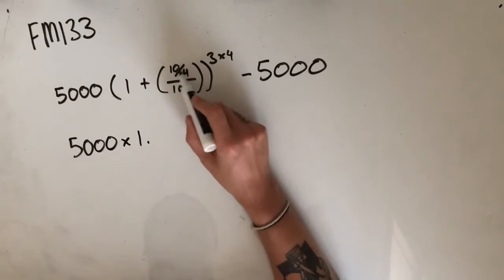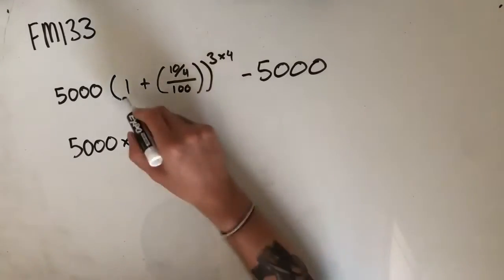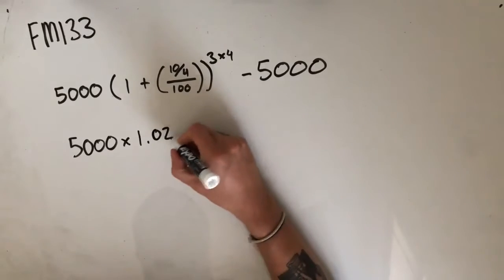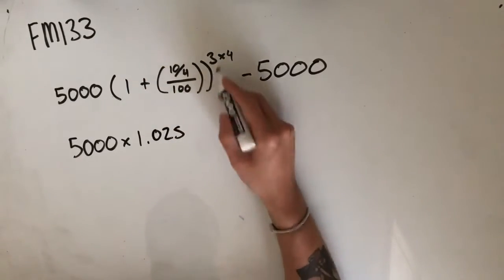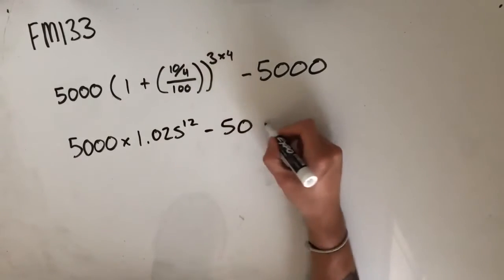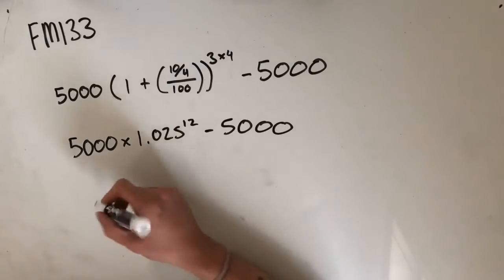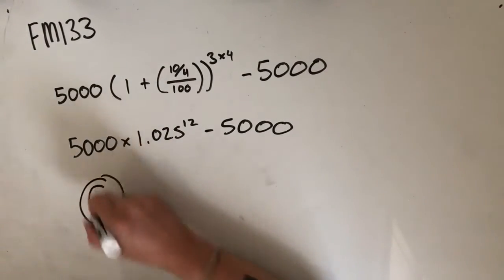Now this is going to become 2.5 and then divide by 100 will be 0.025. Adding that to 1 is going to leave us with 1.025 to the power of 12 minus 5,000. Now at this stage, this is going to be looking very much like option C, which of course is the correct answer.